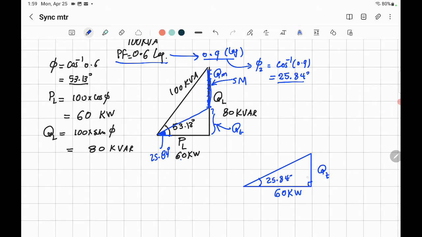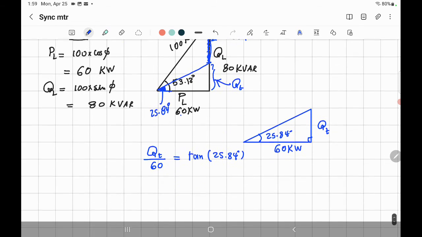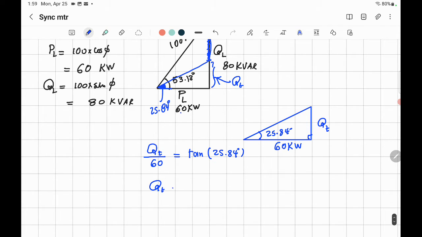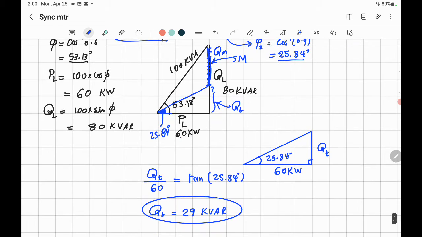And then we can calculate the total reactive power after the improvement. How do you do it? Using trig, the ratio between QT and the power, which is 60 kilowatt, is equal to tangent of the angle, tan of 25.84. From this equation, you can get the new value of QT. Doing that, you will find it is equal to 29 kVAR. So that's the new value of the reactive power to have a better power factor.